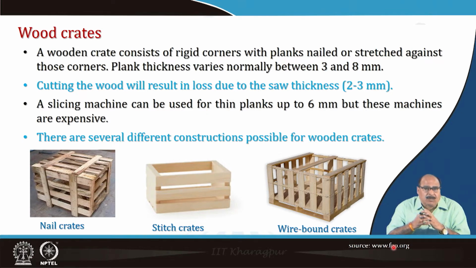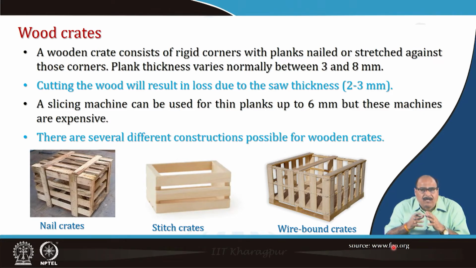So, wood crates first. A wooden crate consists of rigid corners with planks nailed or stretched against those corners. Plank thickness varies normally between 3 and 8 millimeters. Cutting the wood will result in loss due to the saw thickness, maybe 2 to 3 millimeters of loss. A slicing machine can be used for thin planks up to 6, but these machines are expensive. Generally the saw is used for cutting the wood for making these crates or planks.